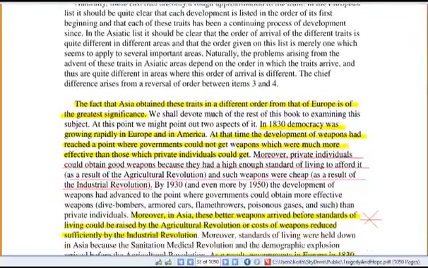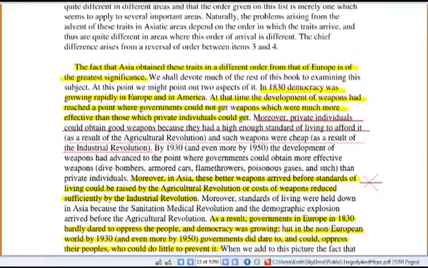The chief difference arises from a reversal of order between items 3 and 4. The fact that Asia obtained these traits in a different order from that of Europe is of the greatest significance. We shall devote much of the rest of this book to examining this subject. At this point we might point out two aspects of it. In 1830 democracy was growing rapidly in Europe and in America.